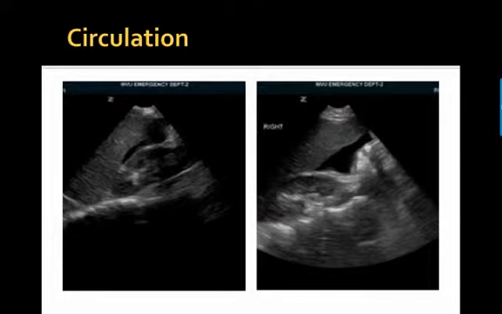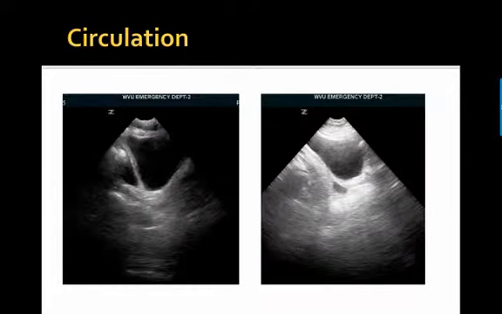Here are some subtle examples of a positive FAST. This is hemoperitoneum, and you can see it just there behind the bladder.